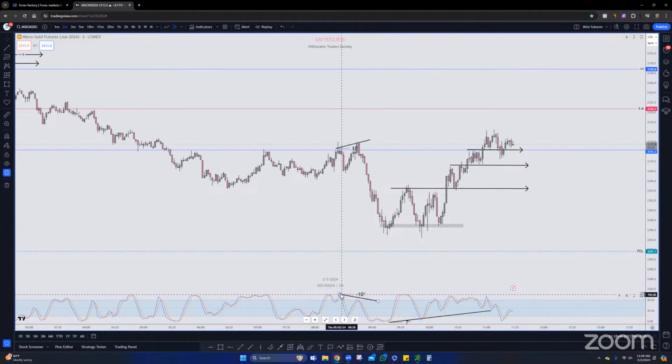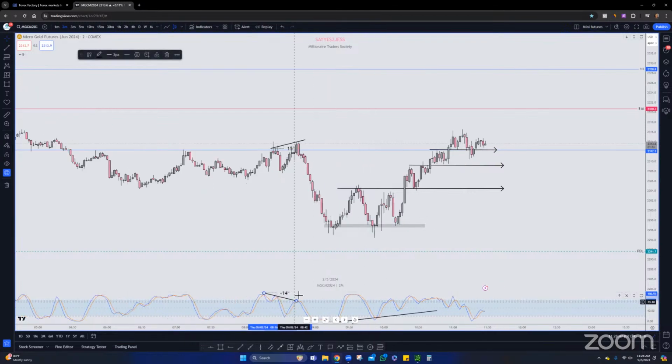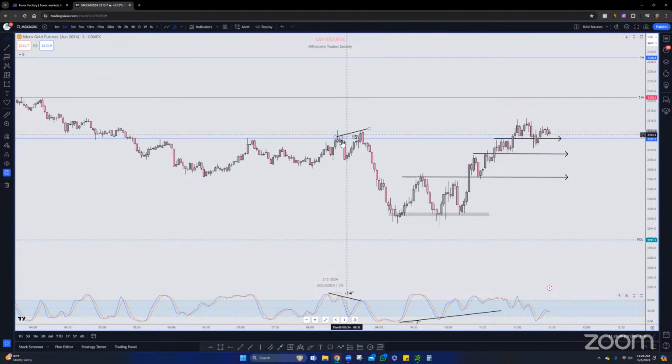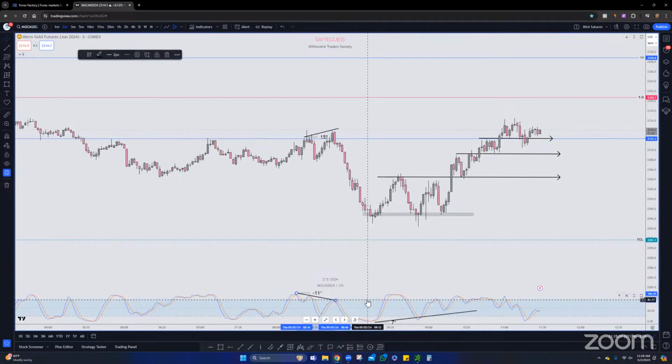So if you look at your stochastic or your RSI, there's other indicators that you can use. Notice that it has created a lower high. So our actual price action created a higher high, and our stochastic RSI created a lower high. That is called bearish divergence.